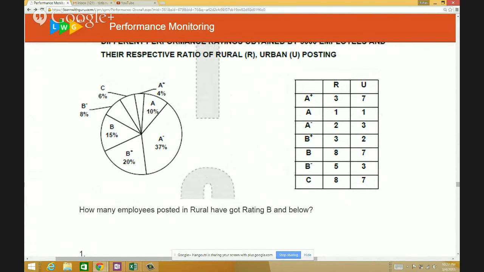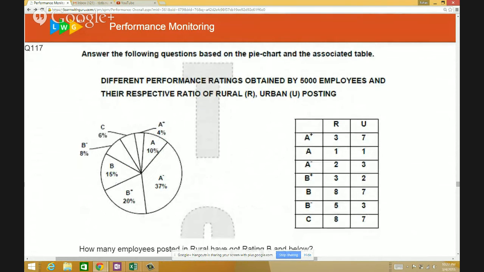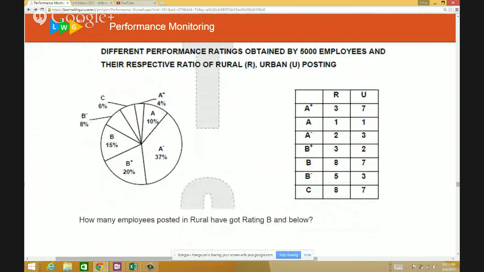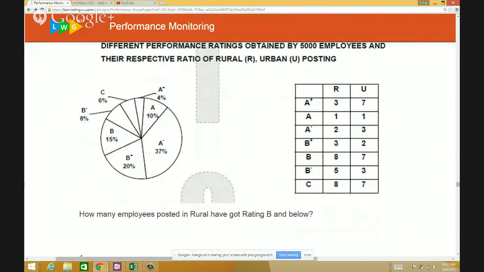So now let's go to the question. Basically, this pie chart shows the distribution of people. How many people are there? 5,000 people, and this shows the ratio. Very simple, a very straightforward one. Let's look at it.